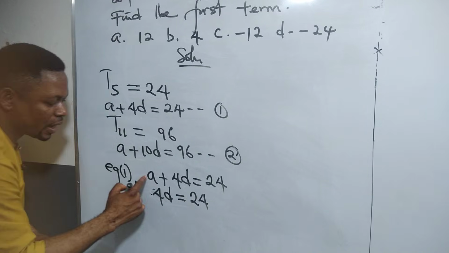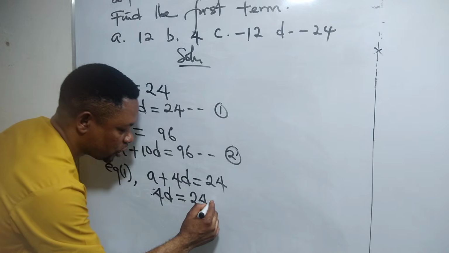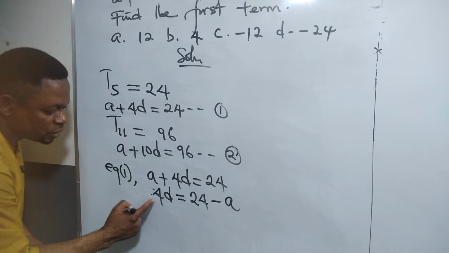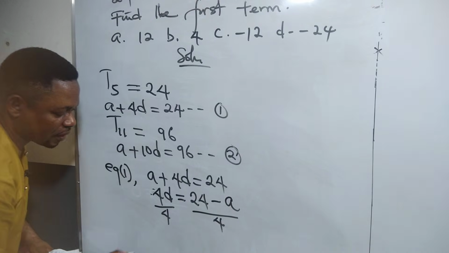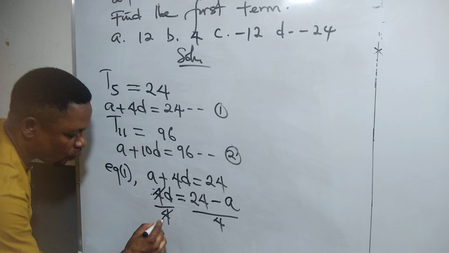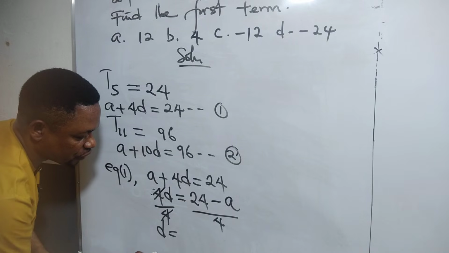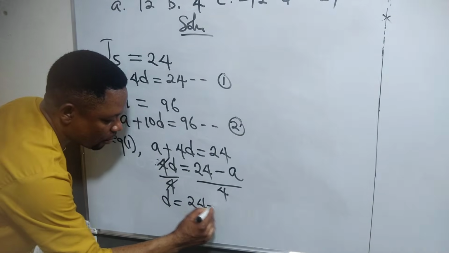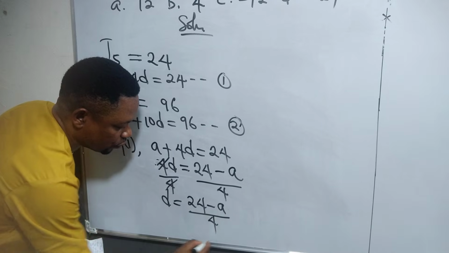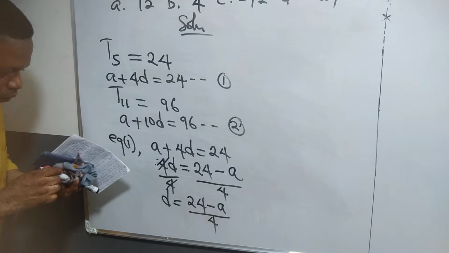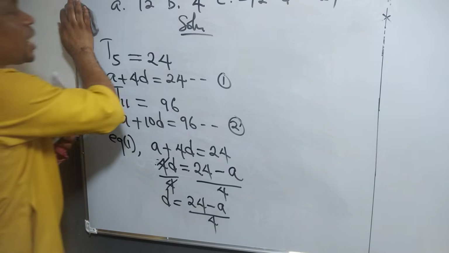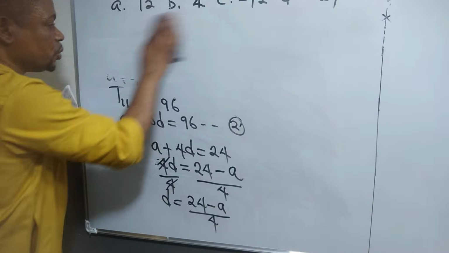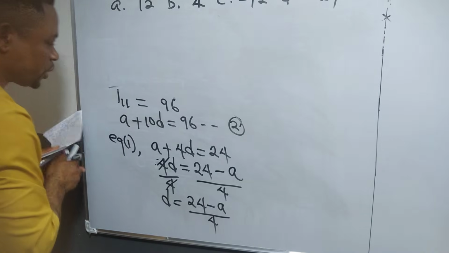Where you take A to the right, it will give you minus A. So divide everything by 4, so that 4 will cancel 4. What is the common difference? The common difference is 24 minus A all over 4. This is equation 1. So what do we do next? We now consider equation 2 and substitute.